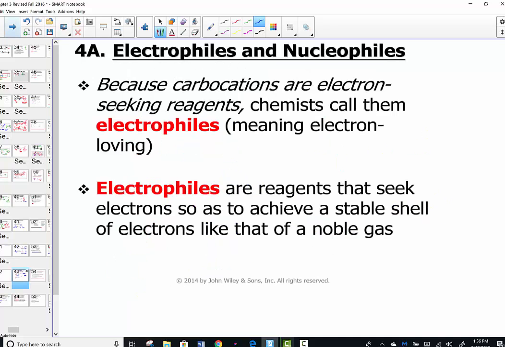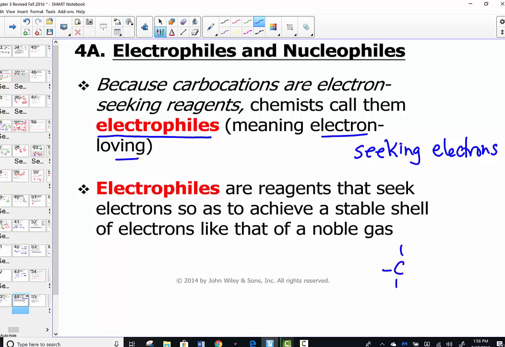Carbocations are Lewis acids. Because carbocations are seeking electrons, we have a vocabulary word for them called electrophiles. When you see philes, it means loving. Electrophiles means electron loving. They are seeking electrons. Electrophiles are selected reagents that seek electrons to achieve a stable noble gas configuration.